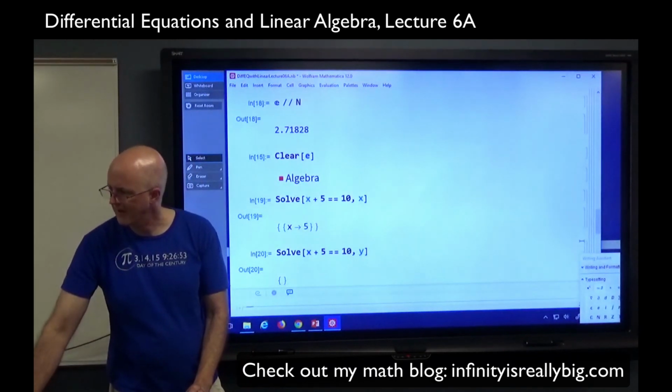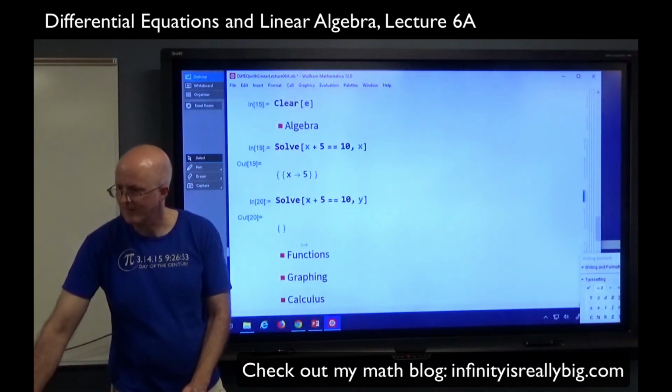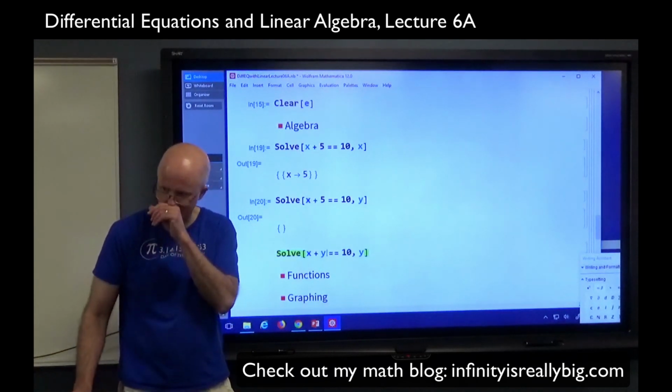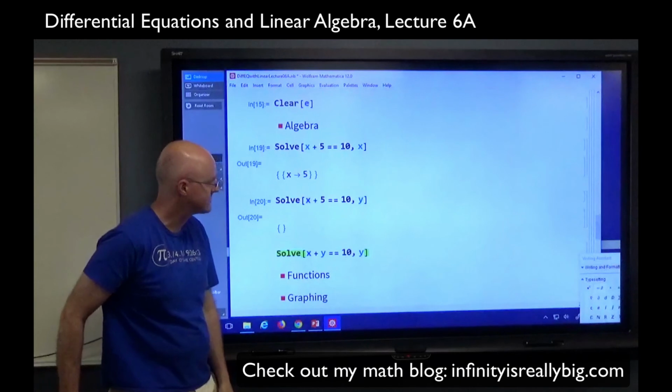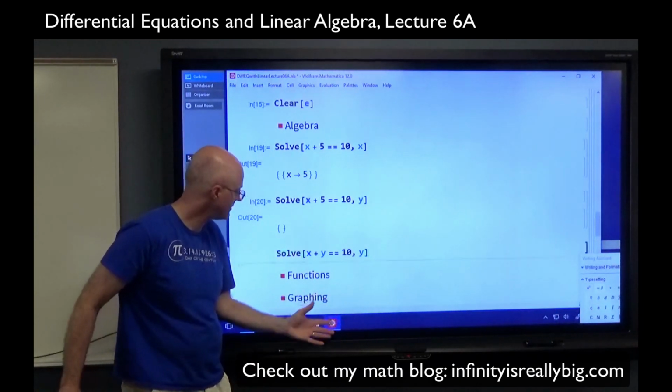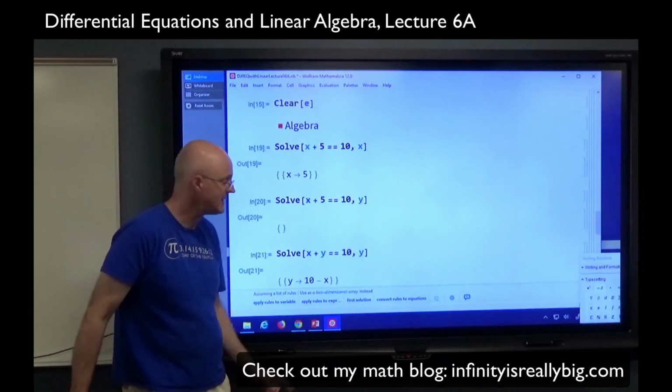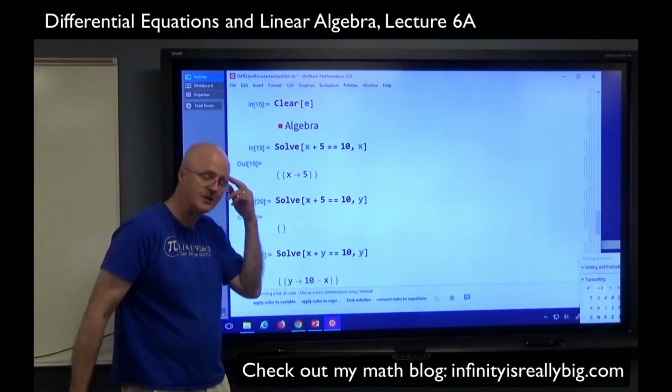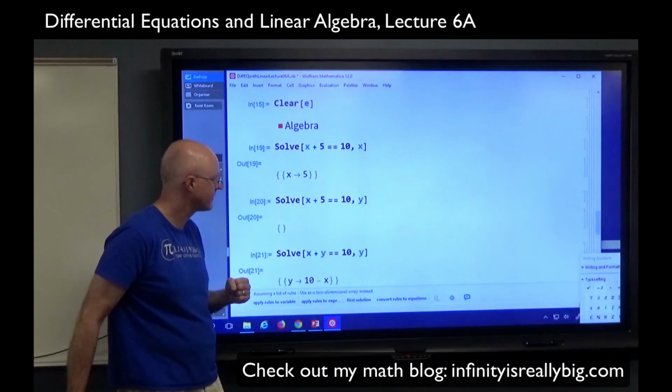What if I put y in there as well as x? Maybe make this x plus y equals 10 instead of x plus 5 equals 10. Keep that a y, say. It's going to solve for y in terms of x. Y is 10 minus x, right? You can subtract x from both sides of this equation mentally to see that that's the answer. Okay?